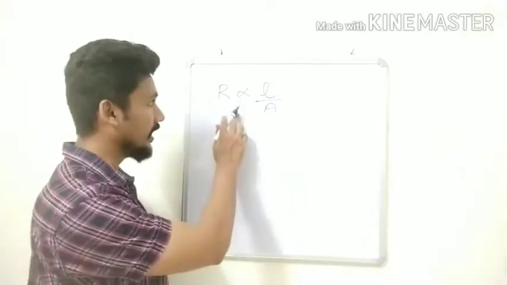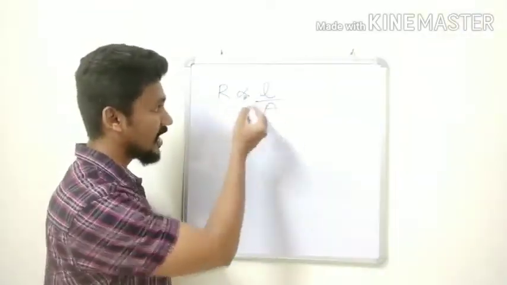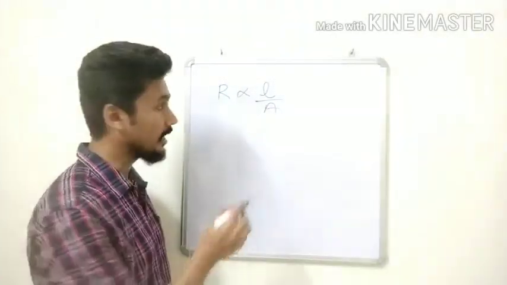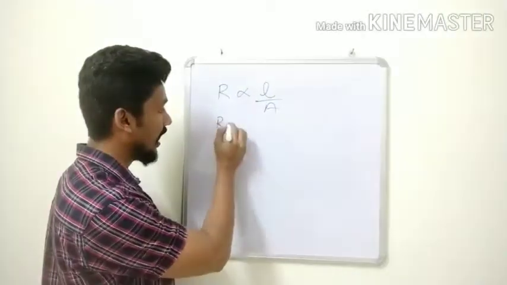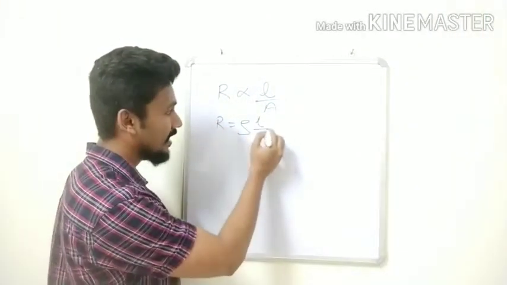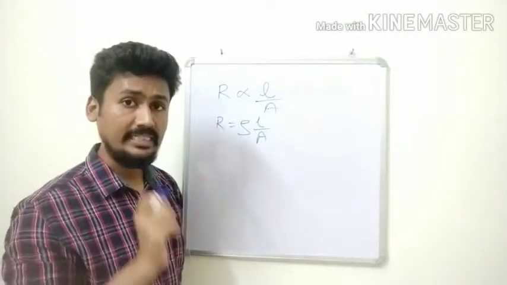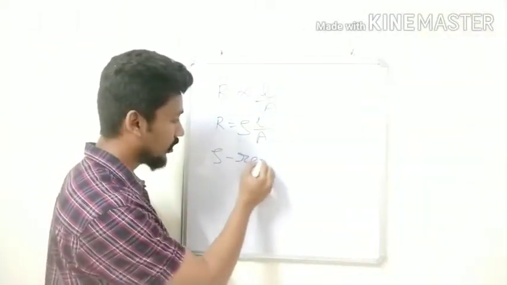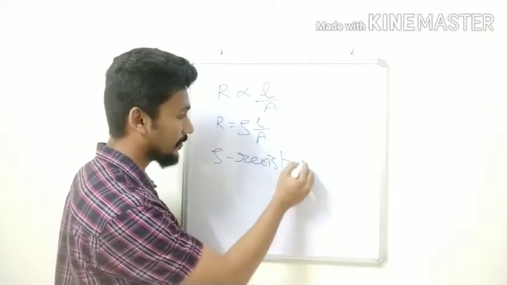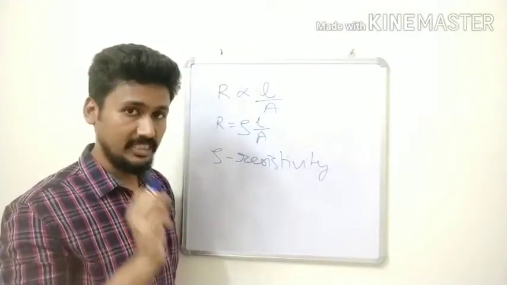Again, I am hoping that you are remembering this relation. So R is directly proportional to L by A. Then to remove the proportionality we add a constant. So we get R is equal to rho L by A. This constant rho is called the resistivity of the conductor. Rho we call resistivity, or one more name for it is specific resistance.